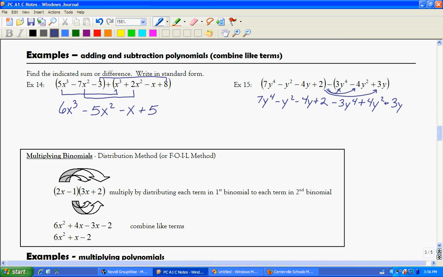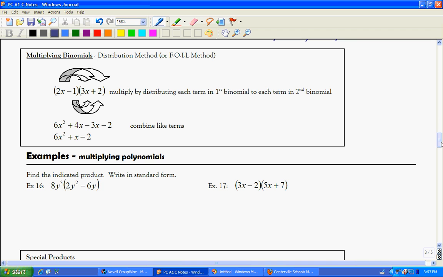Okay, then we just combine like terms. You have a 7y to the 4th and a negative 3y to the 4th. So that's 4y to the 4th. We have a negative y squared and a positive 4y squared. So that gives us a positive 3y squared. Negative 4y and a negative 3y gives us negative 7y, and then plus 2. And there's our final answer. So addition and subtraction are easy. With the subtraction, you just need to remember to distribute the negative to everything in the parentheses, not just the first term.